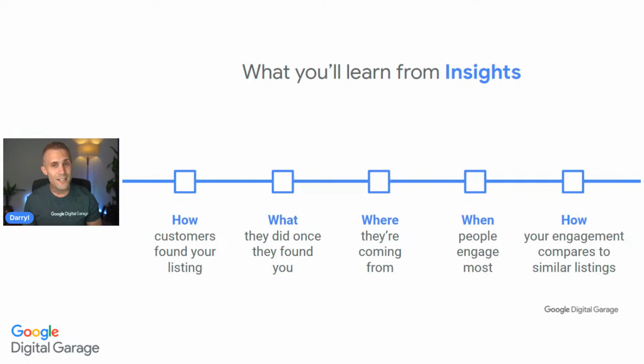Then once they did find you, what did they do? Then where are they coming from? What is the locality? You can start finding out, are they coming from 50 miles away, 20 miles away, a block around the corner? Then when are people most engaged? If we identify when people are most engaged, we know when to post. So when you're posting on social media, you find out that on Google Business Profile, lots of people are engaged between 12 o'clock and 3 o'clock.